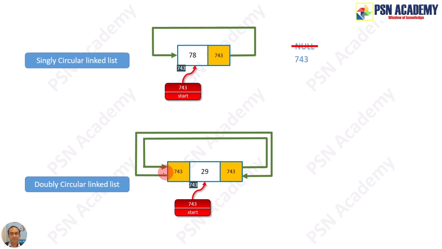So in case of a doubly circular linked list, the next pointer will point back to itself, and the prev pointer also will point back to itself. So this is the small thing I had to mention, because people used to ask like that in case of a single node, whether it will be a null there or not. So it should not be null because it's circular, so it will point back to itself.